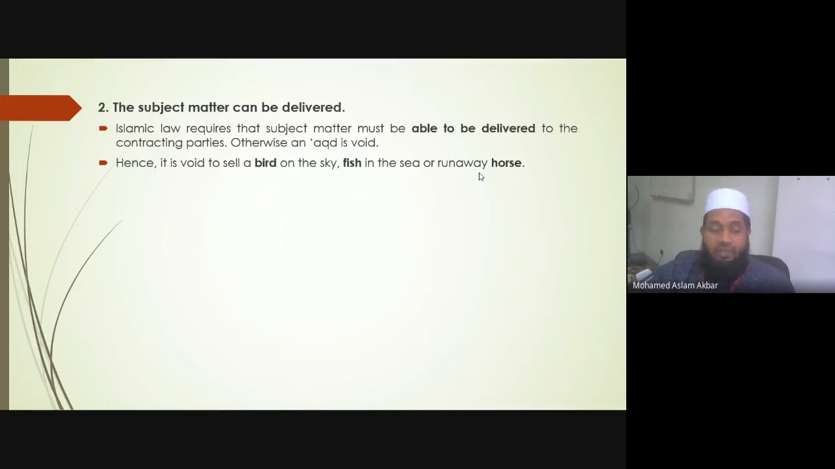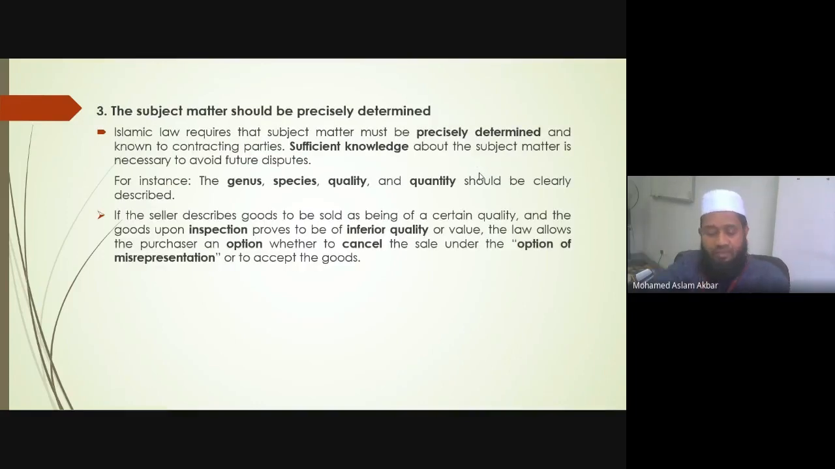If it is firmly believed, for example, right now I don't have that iPhone, but it is already there in some place, I'm sure it has to come all the way from that country, but it is already there. That one is possible, can be delivered, isn't it? So these are the things. Number two done. Number three, the subject matter should be precisely determined.